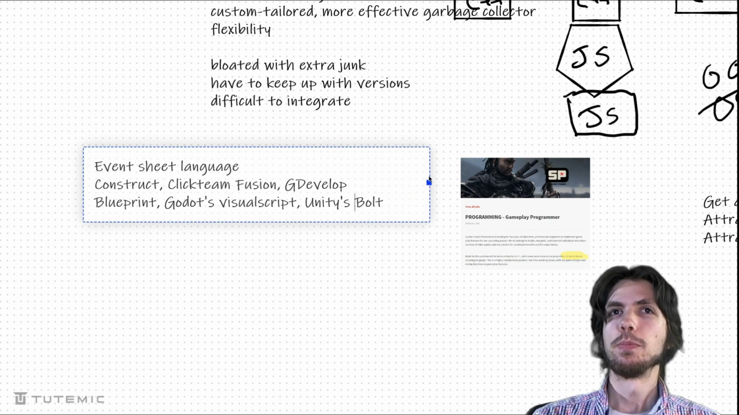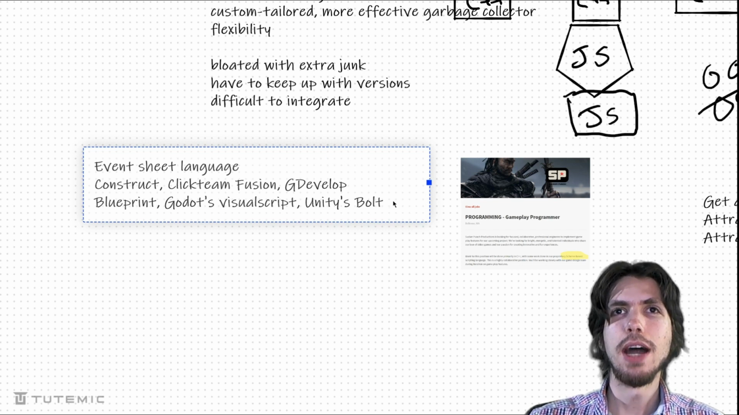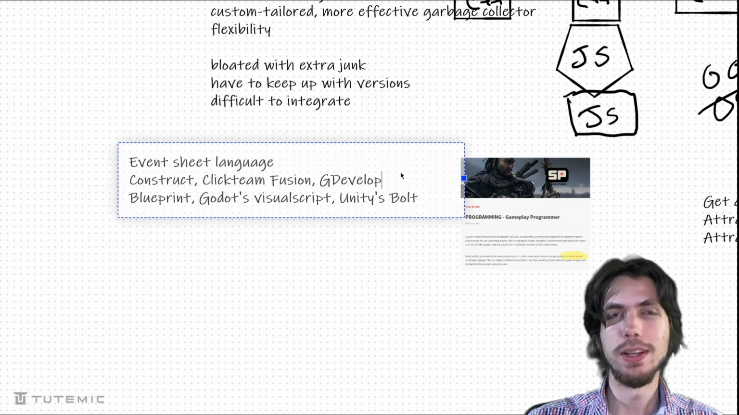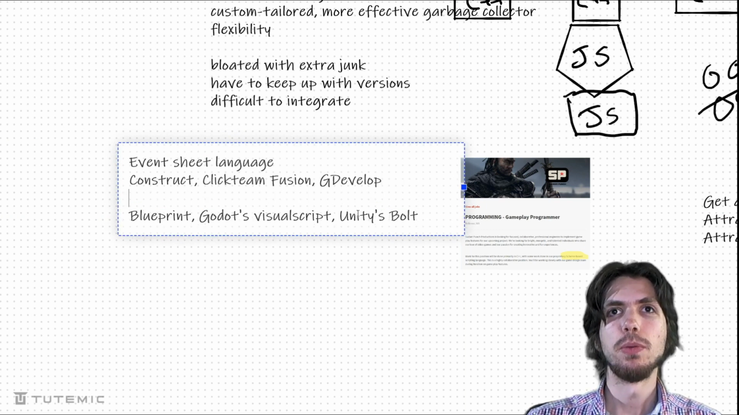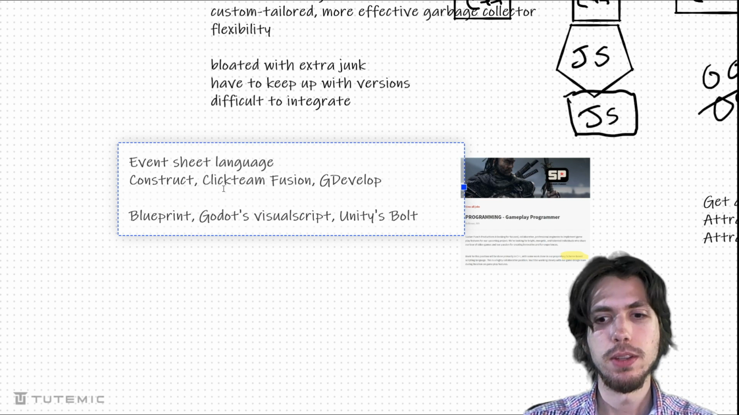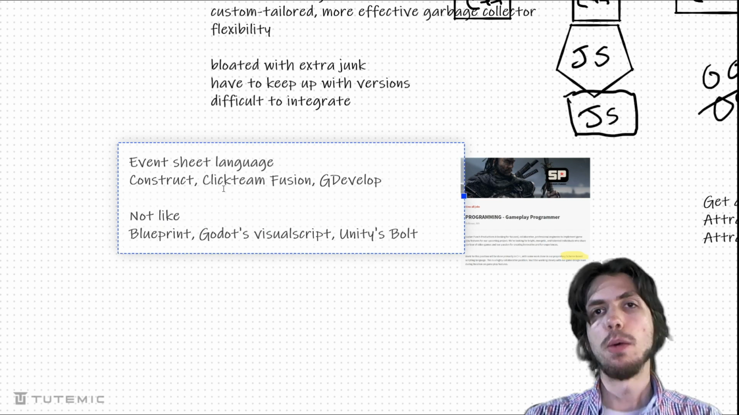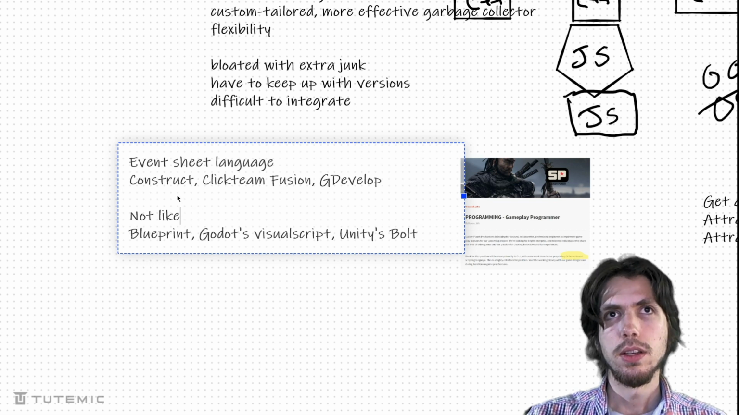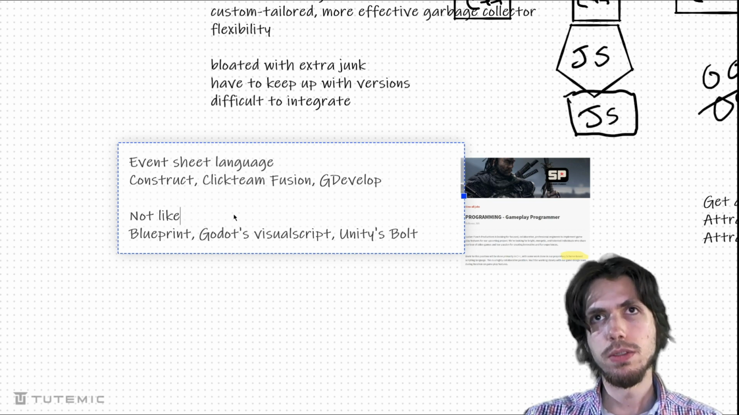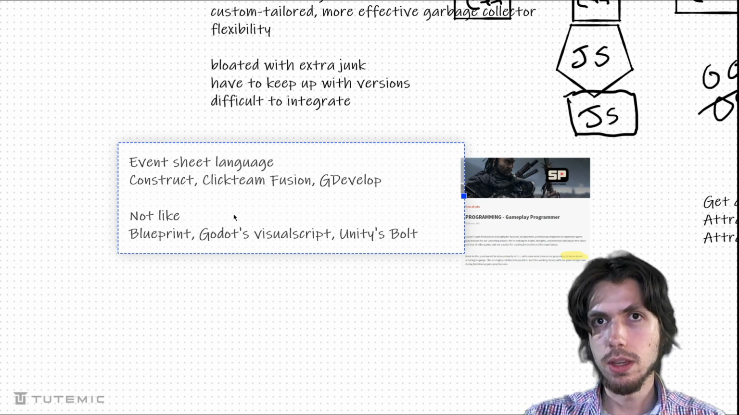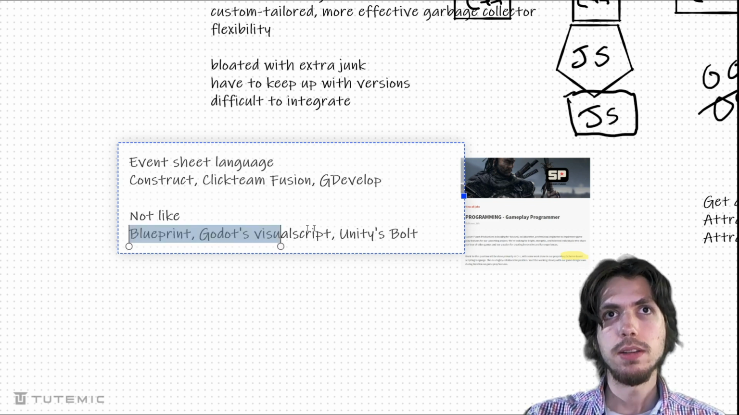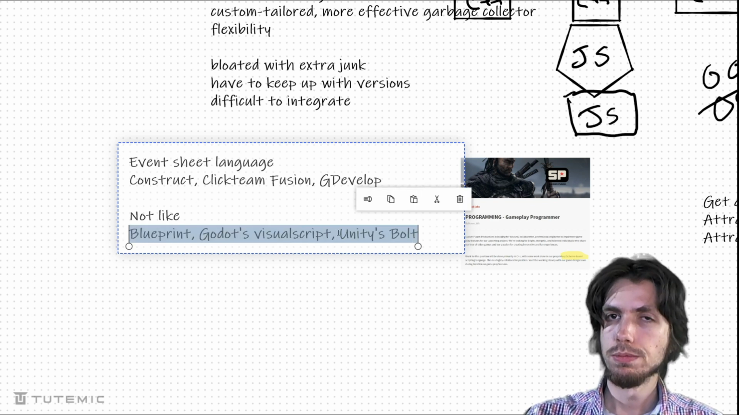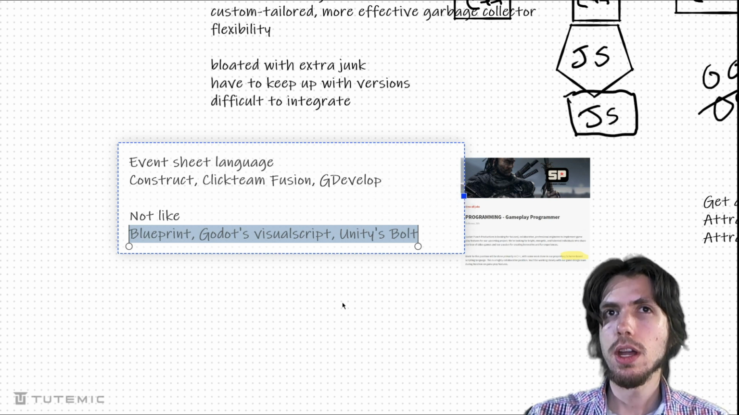Anyway, you would know what I mean by this if you're listening, and hopefully not just putting this on mute. So I'm just going to write it: not like these. I want to say there's a clear distinction between these. It's not just that Construct, Clickteam Fusion, and GDevelop are visual scripting systems, but they're very different from Blueprint, Visual Script, and Bolt, which are also visual scripting systems. So what's the clear difference?